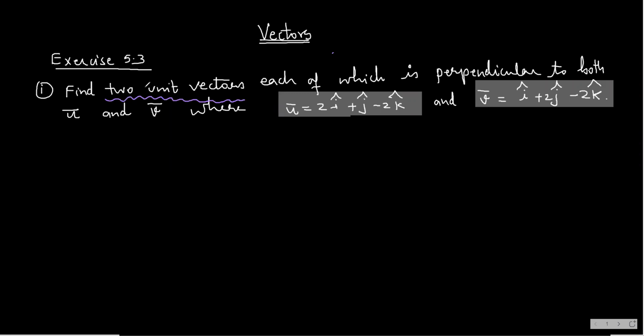So exercise 5.3, the first question. These questions are based on dot product and cross product. See the first question: find two unit vectors, each of which is perpendicular to both u bar and v bar, where u bar is this and v bar is this.